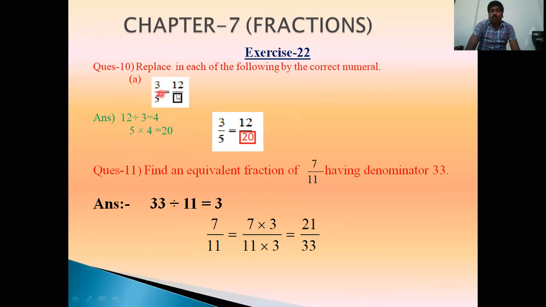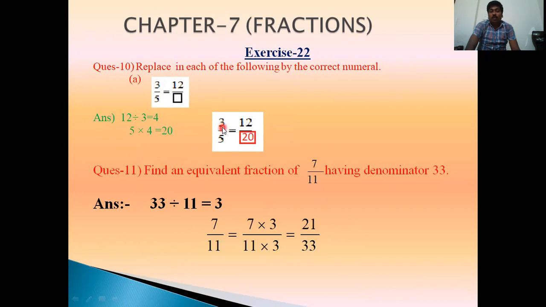Firstly, this is the 12, this is the 3. This is the smaller number, this is the greater number, so we divide the smaller number into the greater number. 3 to 12, when we divide 3 to 12, we get 4. Now this 4 is multiplied to this number, 5 into 4, we get 20. Now we write the 20 here. Okay children, now this makes the equivalent fraction.